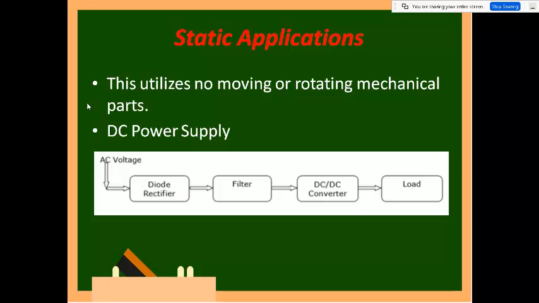I repeat, if you are taking from TNEB, then the source will be AC. If you are taking from solar, then the input will be direct DC. But the output from solar cannot be directly connected to the load, because you have to make it a constant voltage. To make it a constant voltage, you go for a DC to DC converter, either boost mode or buck mode, depending upon the requirement you want. Okay, so this is the first type of application where we use power electronic devices.